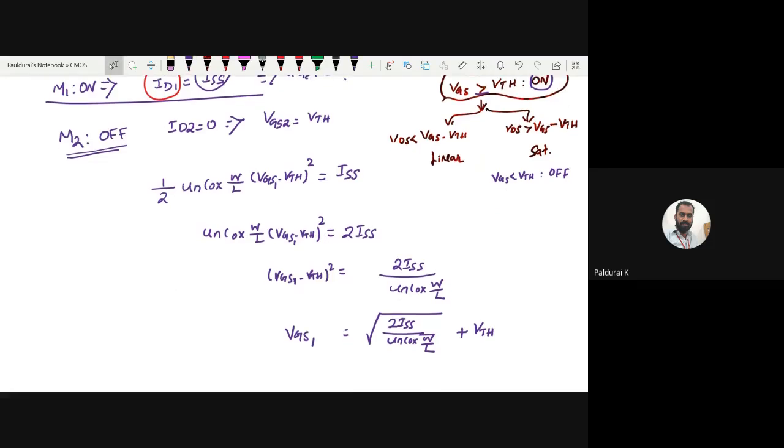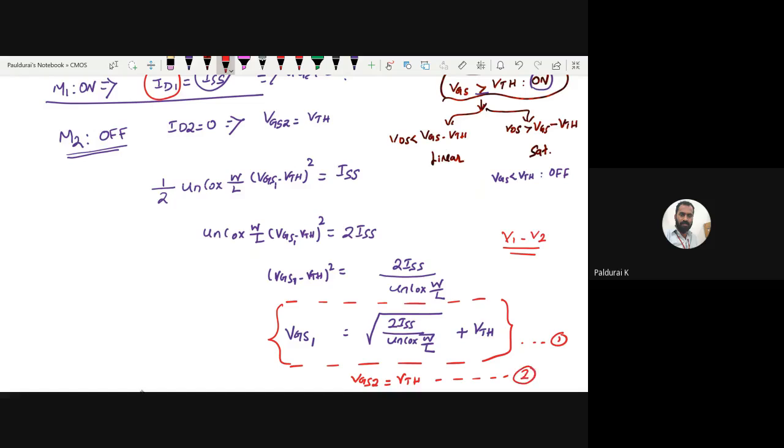Okay. But what I told, I want to calculate V1 minus V2, right? But I know the value of VGS1 and I know the value of VGS2. VGS2 equal to VTH, right? Take this as equation 1 and that as equation 2. But I want to calculate V1 minus V2. So what is the relation between V1 minus V2 and VGS1 and VGS2? Okay. So far, any doubt?